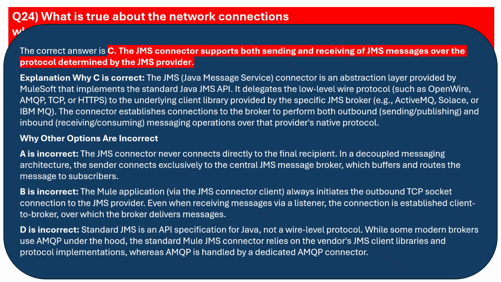D is incorrect. Standard JMS is an API specification for Java, not a wire-level protocol. While some modern brokers use AMQP under the hood, the standard Mule JMS connector relies on the vendor's JMS client libraries and protocol implementations, whereas AMQP is handled by a dedicated AMQP connector.